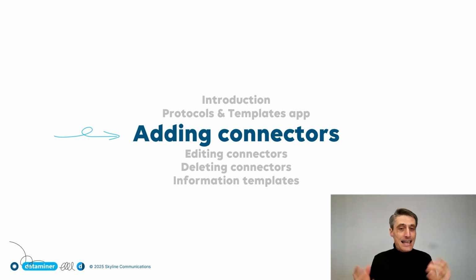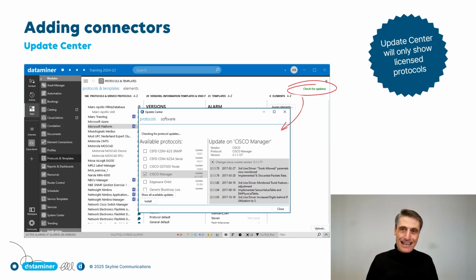Now, how to add a connector to the DataMiner system. Well, before we add a new connector, I first want to mention that within the protocols and templates app, there is a possibility to check for updates. So to make sure that your drivers or connectors are up to date, there is a convenient check for updates. It just takes all of your drivers with their current version, and it will check against the catalog if there are new versions available in that catalog.